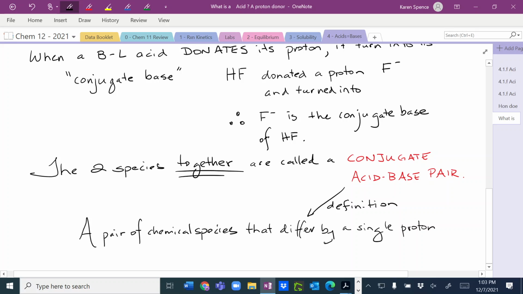And what is a single proton? What do I mean when I say that? H plus, yes. Okay? So, HF and F minus are a conjugate acid-base pair. F minus is the conjugate base of HF. HF is the conjugate acid of F minus.